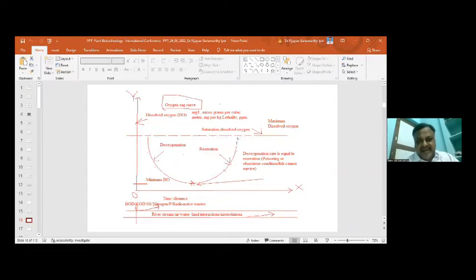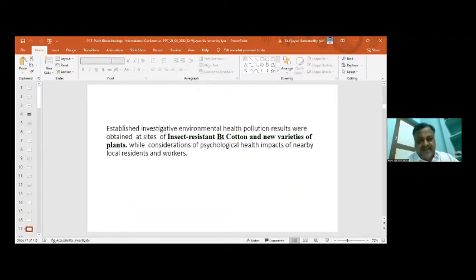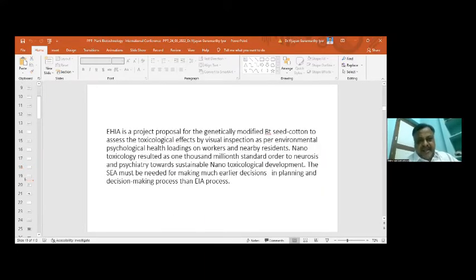So deoxygenation and re-aeration, how in the field, deoxygenation and re-aeration, deoxyribonucleic and ribonucleic, take place simultaneously. So at the bottom point, it is a very anaerobic condition, where the dissolved oxygen is at a minimum, which has potential toxicological effects. So the investigation is pertaining to the psychological health effects on the people in the vicinity. So the EHEA, the project proposal for the genetically modified BT seed cotton, is to assess the toxicological effects by visual inspection as per environmental psychological health readings on workers and nearby residents. Nanotoxicology resulted as 1000 millionth standard, in order to neurosis and psychiatry, towards sustainable nanotoxicological development.